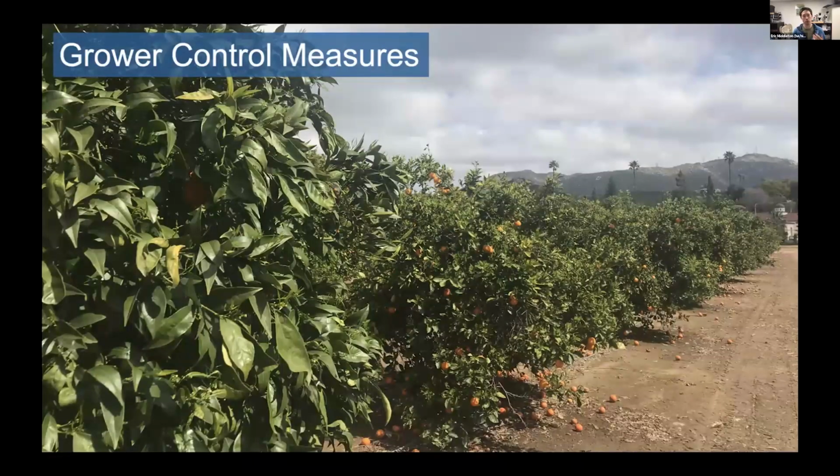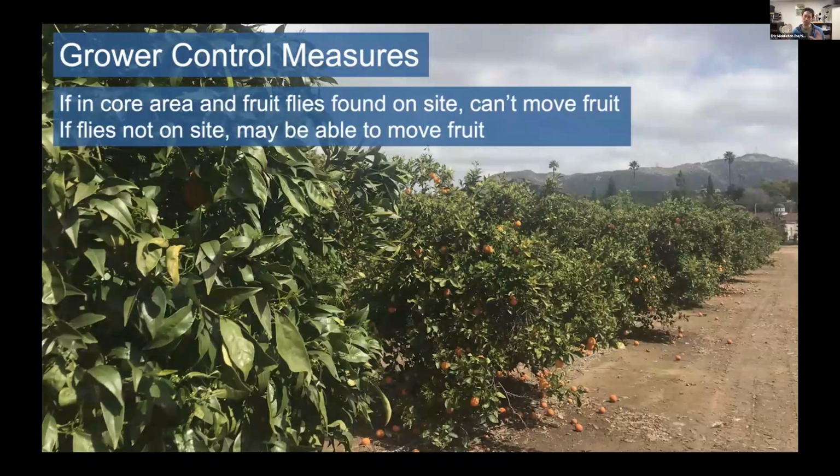So when it comes to grower control measures, and this depends a little bit, if you're in the core area of a really bad infestation and fruit flies are found on site, in some cases you can't move your fruit at all. So if you were the epicenter of an infestation, you might not be able to move your fruit at all. If the flies weren't on your particular property, then there's a very good chance you're going to be able to move the fruit if you do a couple things.